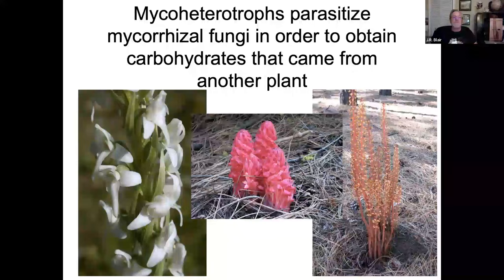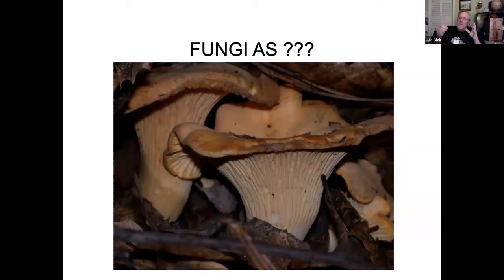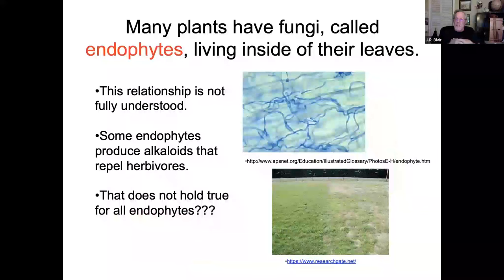So there are some things that don't quite fit into these nice boxes of being a decomposer or a mutualist or a parasite. For example, it turns out that many plants, in fact most plants, have fungi living inside of their leaves, and we call these endophytes. The relationship is not fully understood. By the way, if you look at this illustration here, this was stained. The fungal cell walls have been stained dark blue. If you look carefully, you can see the leaf cells in the background, which are much larger than the hyphae. But that's an endophytic relationship.